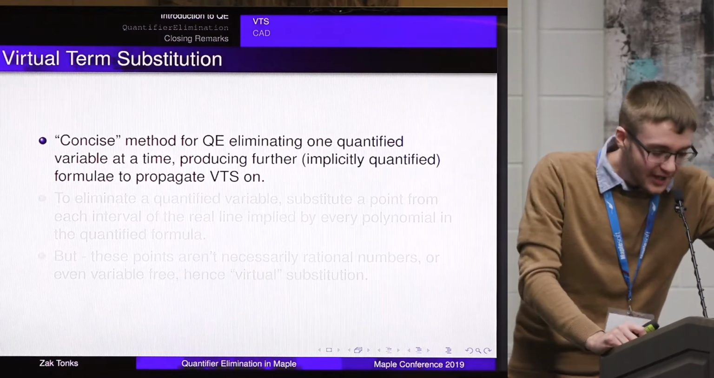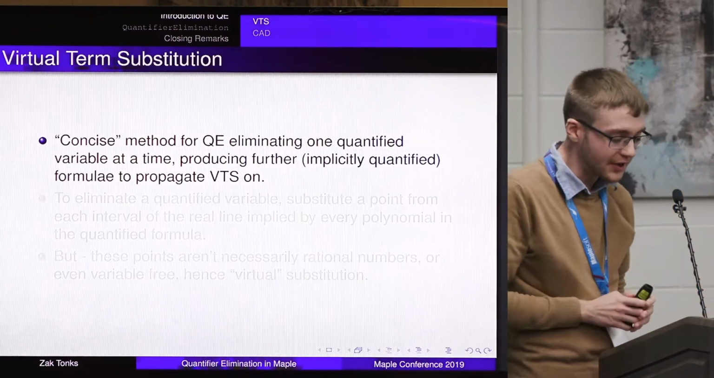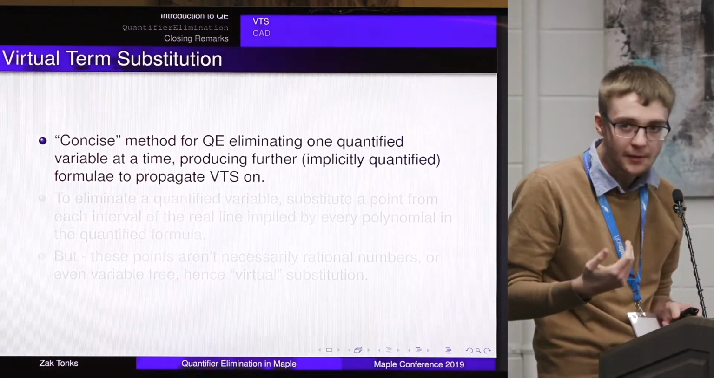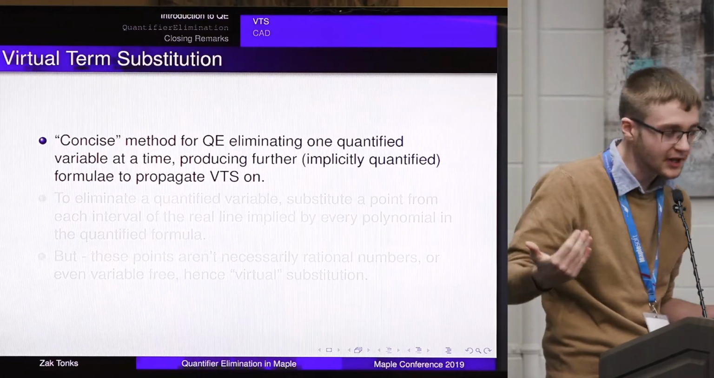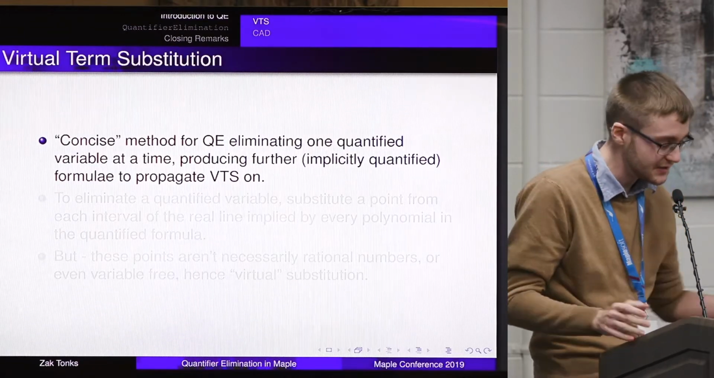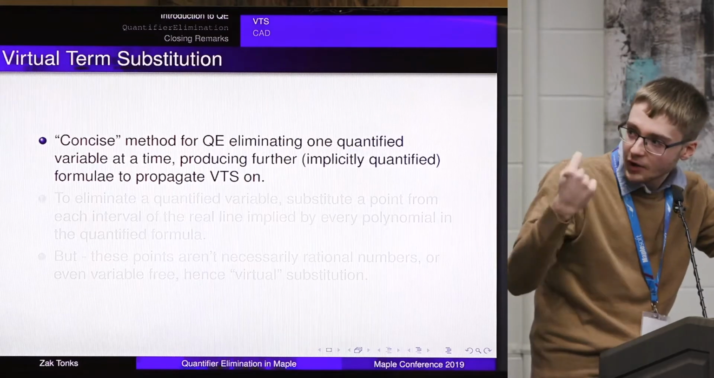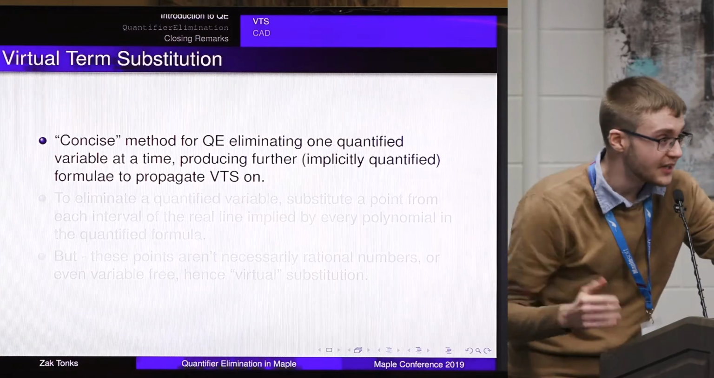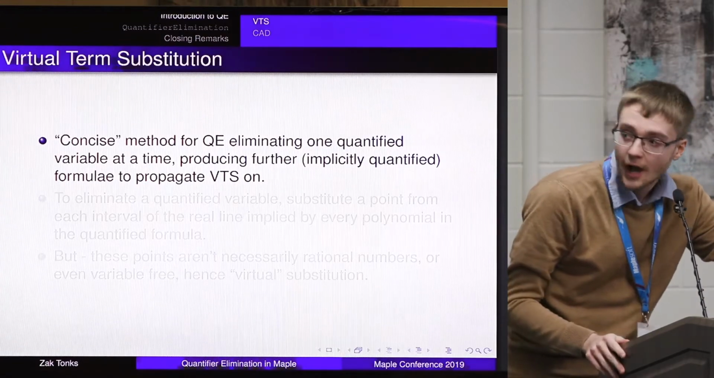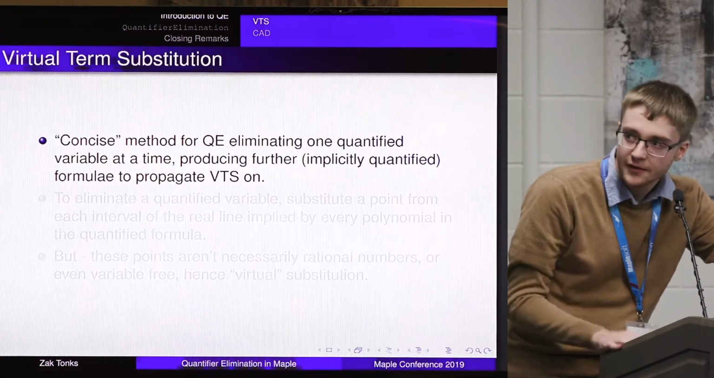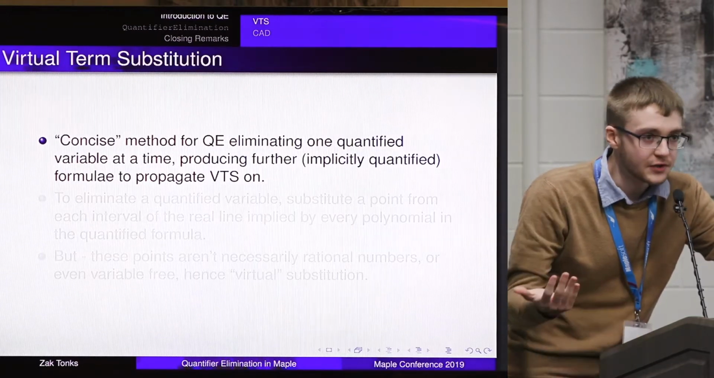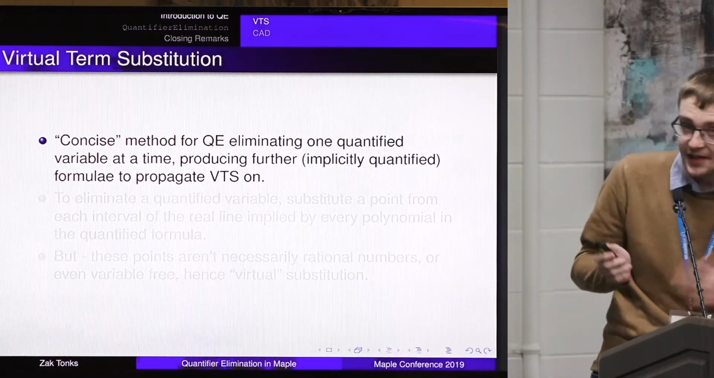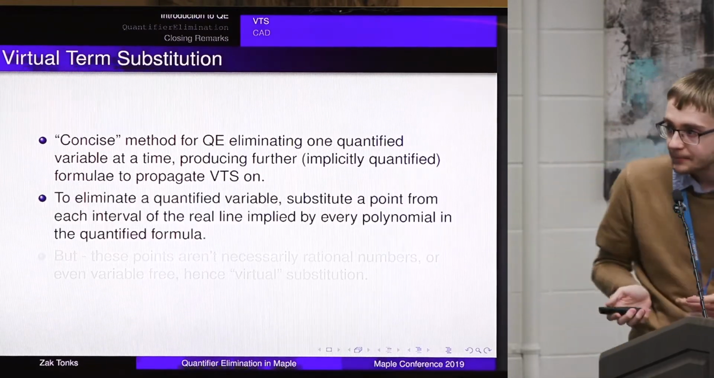So VTS is really a concise method for doing QE. It deals with one quantifier at a time. I'm talking about this in particular because CAD contrasts with VTS here. CAD also does one quantifier at a time, and it produces further formulae. It deals entirely with formulae. So these implicitly quantified formulae that you get are things that you can propagate QE on however you like, with VTS or CAD. So that's a real big point for my project.